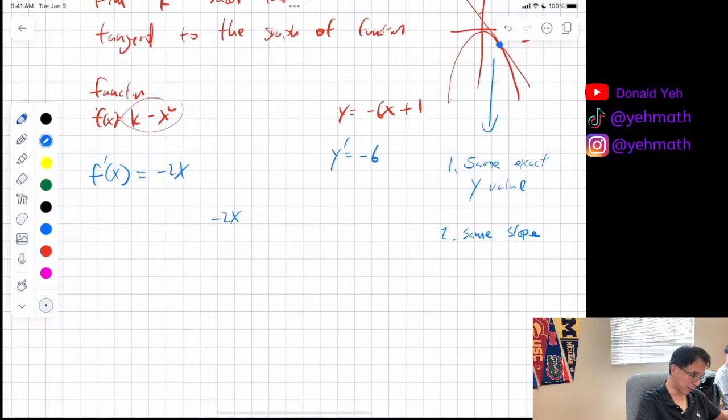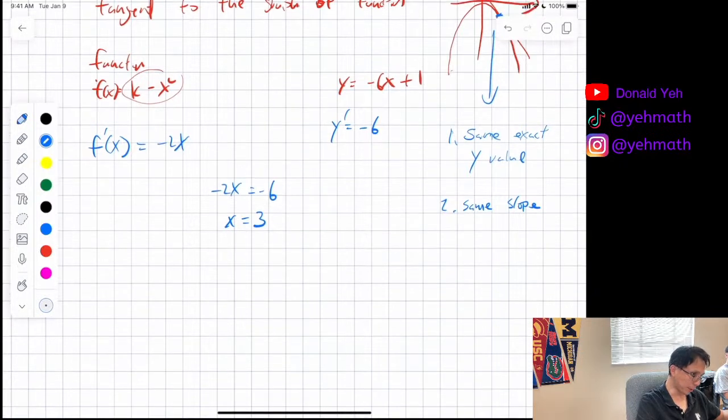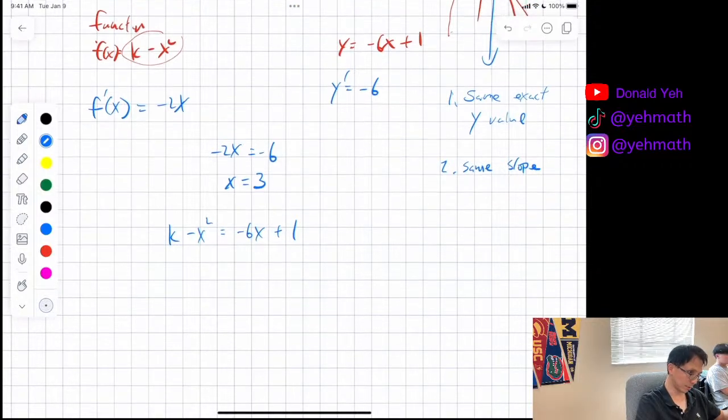Can you set -2x equal to -6? x is equal to what? 3. Now I'm going to plug into the original function: k minus x squared equal to -6x plus 1. Is that okay? Because the output is exactly equal to each other. So it'd be k minus 9 is equal to -6 times 3 plus 1. So that is k is equal to 1.